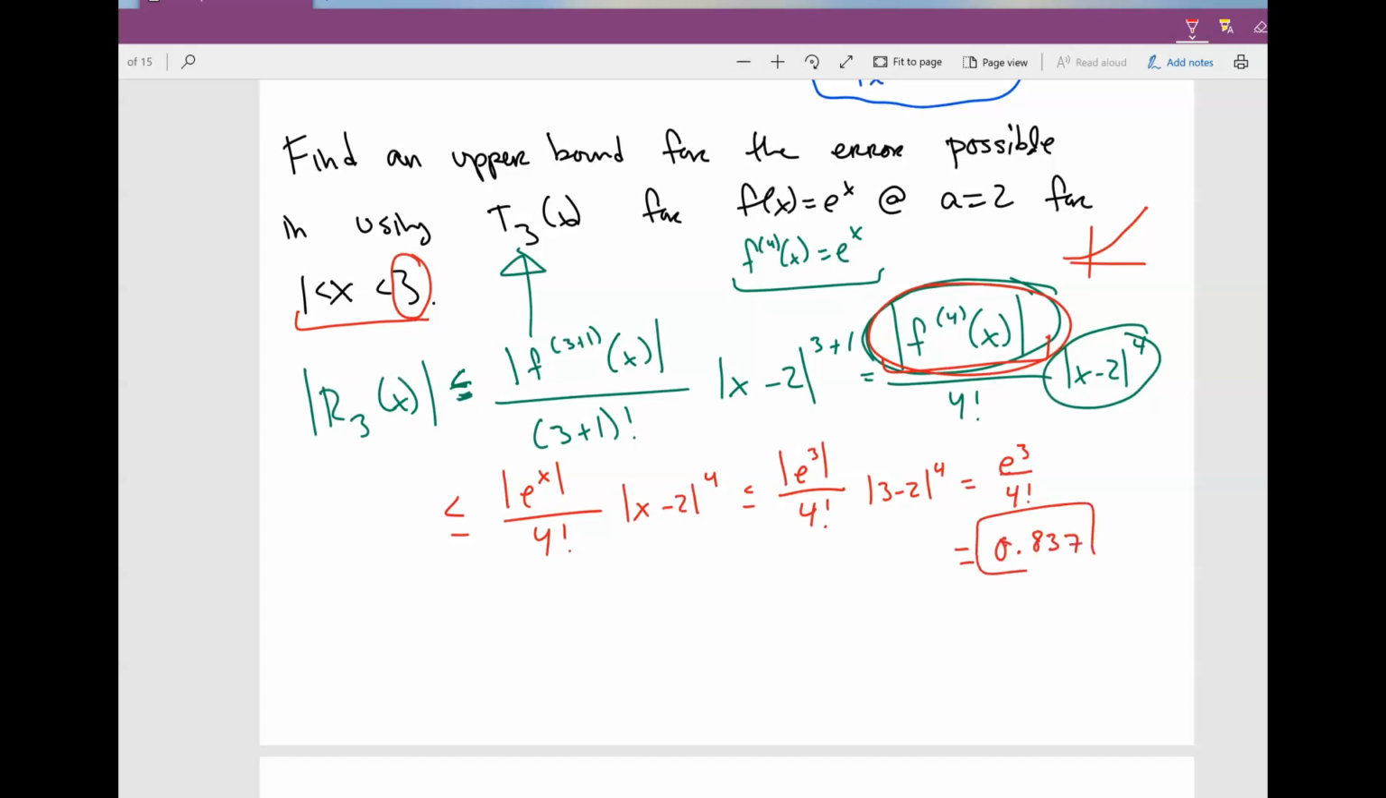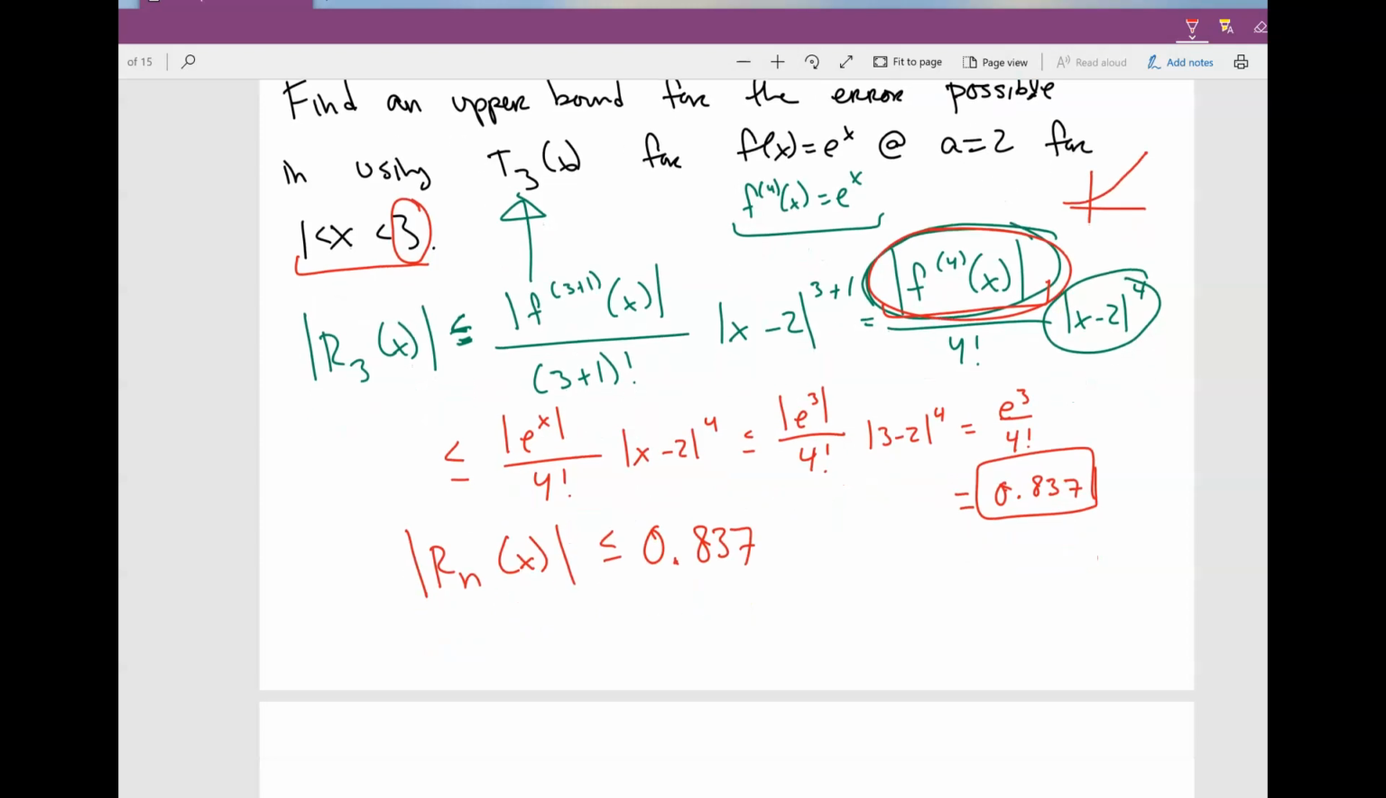0.837. So what this tells me is that my error is not going to exceed this particular number, 0.837. So it'll be something that's less than 0.837. The absolute value is going to be something that's less than 0.837. Now I can overestimate or I can underestimate, but this error is not going to exceed this amount.